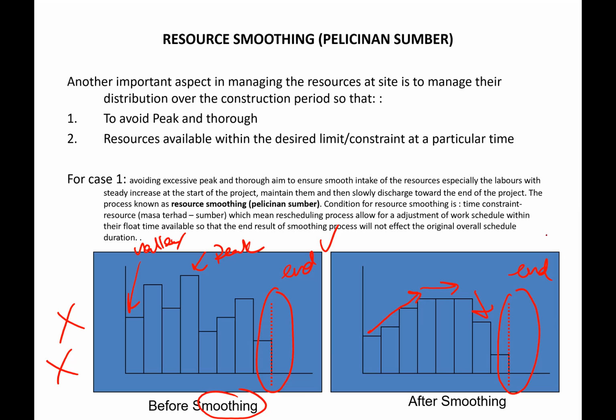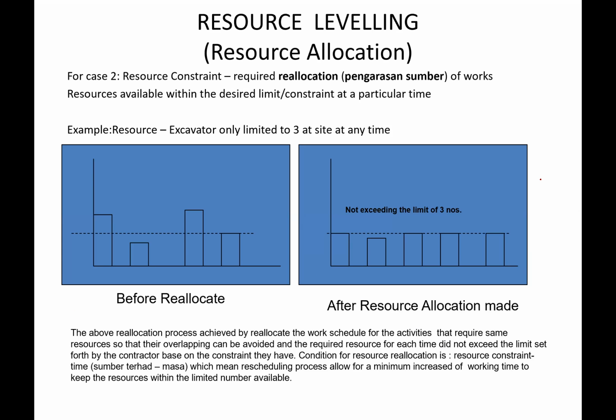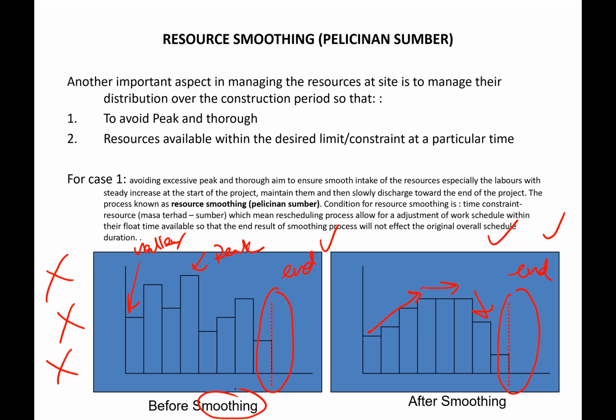The end of the project remains the same, but we just transform our resource usage from this shape, this is not the shape that we want, into this shape. We can do that by using the concept of moving the activities according to the allowable total float. Okay. That is the concept of resource smoothing, what the name resource smoothing refers to.